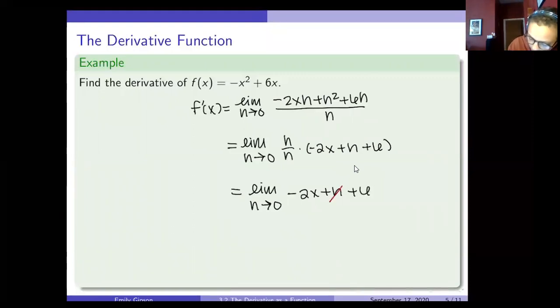So as h goes to 0, well, we've only got one term that depends on h. That's going to go to 0. We're going to be left with negative 2x plus 6. So in this case, we put a function in. We put in negative x squared plus 6x, and we got out another function, which is negative 2x plus 6. And later on in the course, we're going to develop a technique that's going to make it easier for you to check these answers and actually make it easier for you to compute these answers in the first place, but that's neither here nor there.